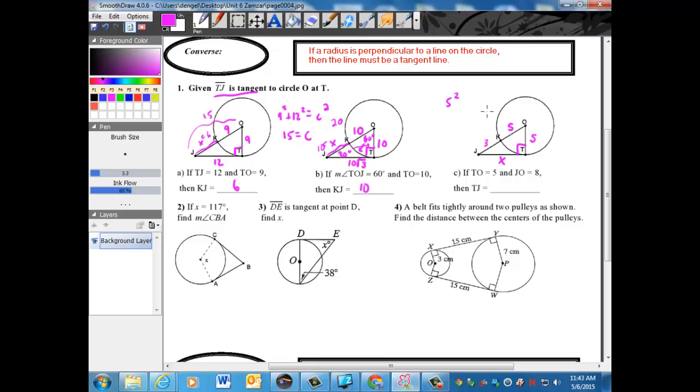So in this problem, we're going to take a squared plus b squared: 5 squared plus x squared equals 8 squared. X squared is equal to 64 minus 25, so x squared equals 39. So we get rad 39 is equal to x.